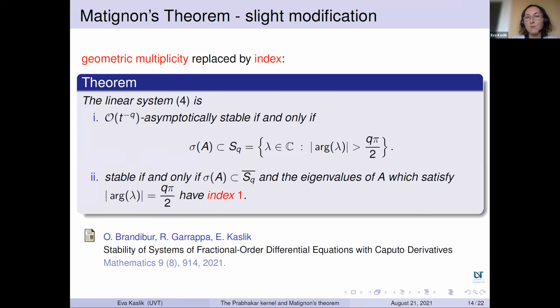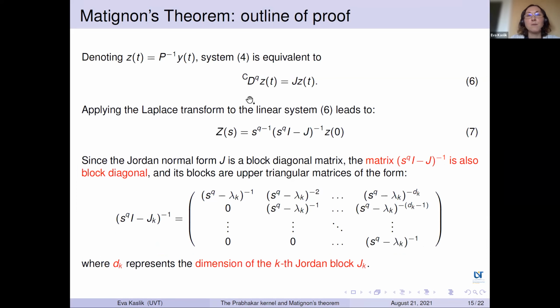So I will now explain very shortly our proof. What we did is just transform our linear system to its equivalent form, where we have the Jordan normal form of the matrix A. This can be done by using this simple transformation. Then we applied the Laplace transform to this linear system, and we deduced that the Laplace transform of the solution can be expressed in this way.